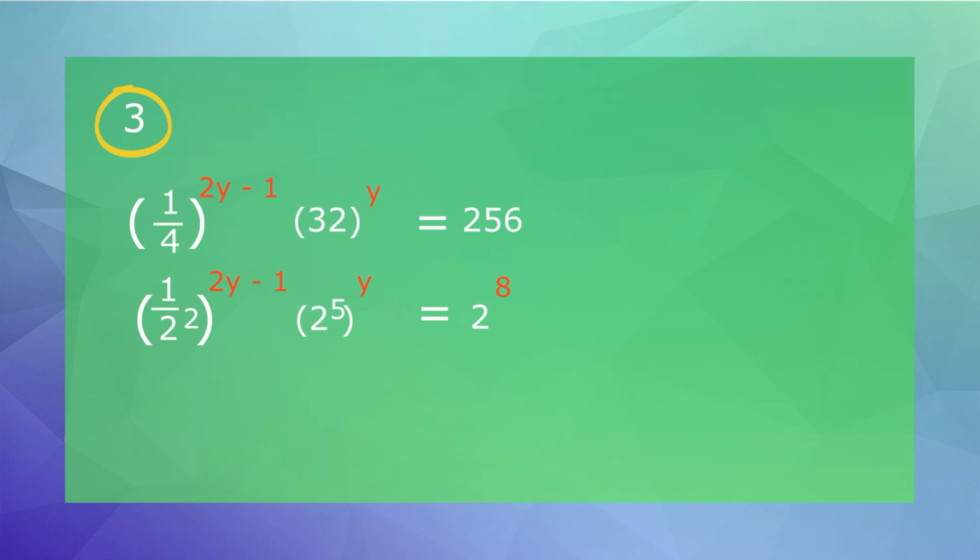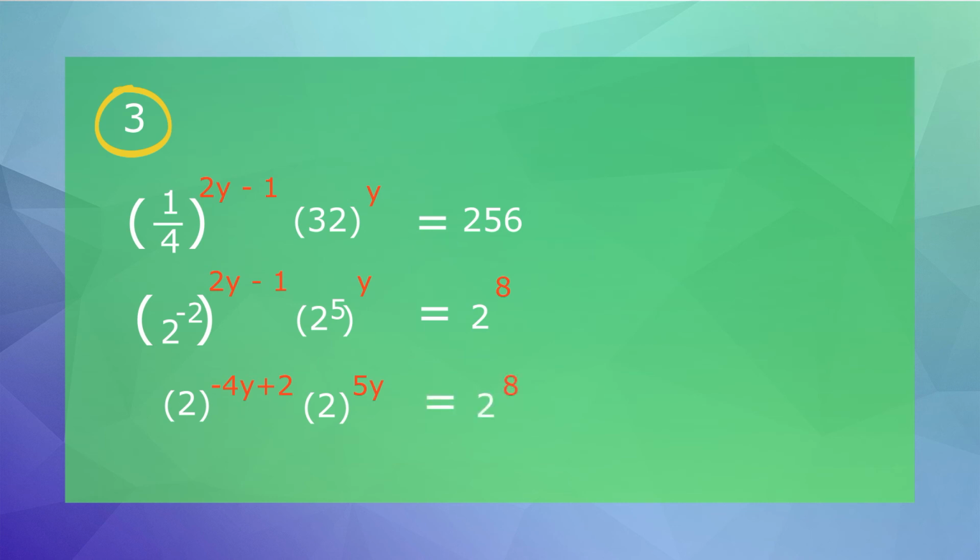1 over 2 squared is not yet the same base as 2 to the power of 5 and 2 to the power of 8, but we can make it so by using the negative exponent rule. 1 over 2 squared can be rewritten as 2 to the negative 2. Now to simplify the equation, 2 to the negative 2 to the power of 2y minus 1 could be rewritten as 2 to the negative 4y plus 2 by virtue of the power to power rule.